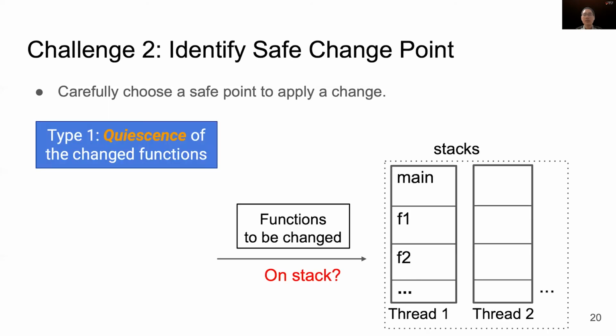PYLIVE supports two kinds of safe points and lets engineers select one. First, quiescence of the change functions. This requirement means a change is only applied when the change functions are not under execution. To be specific, PYLIVE checks every thread stack for any change function. If any change function is on a stack, it defers the change.